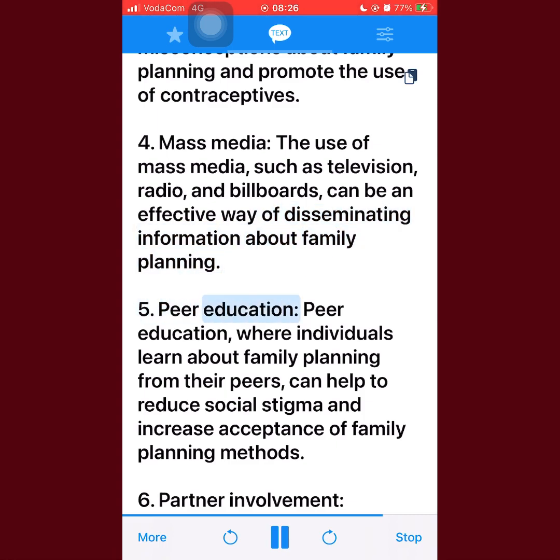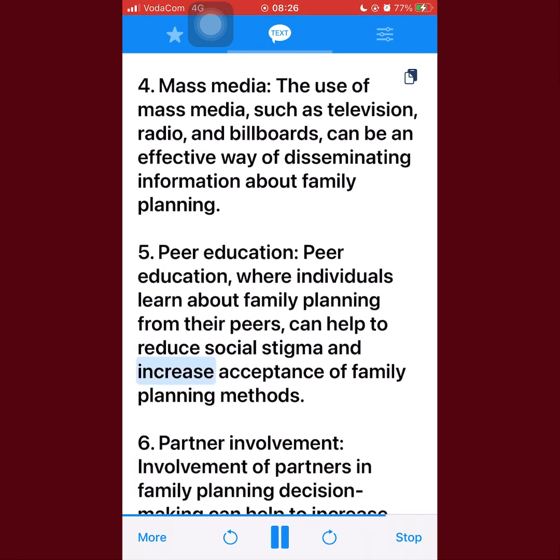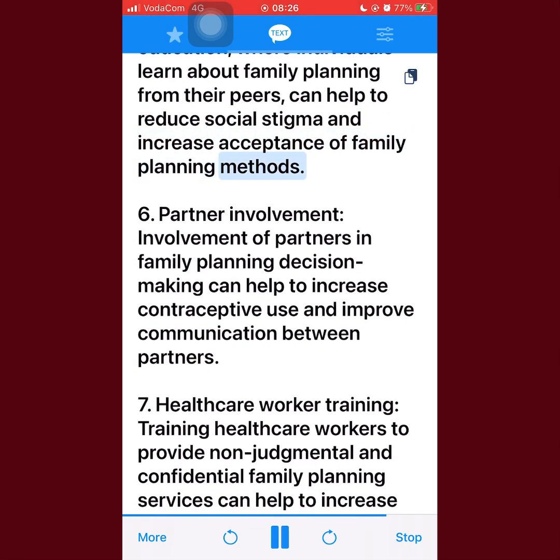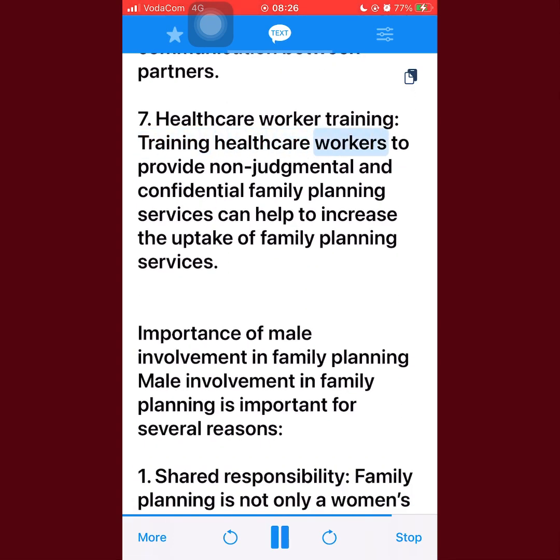5. Peer education. Peer education, where individuals learn about family planning from their peers, can help to reduce social stigma and increase acceptance of family planning methods. 6. Partner involvement. Involvement of partners in family planning decision-making can help to increase contraceptive use and improve communication between partners. 7. Healthcare worker training. Training healthcare workers to provide non-judgmental and confidential family planning services can help to increase the uptake of family planning services.